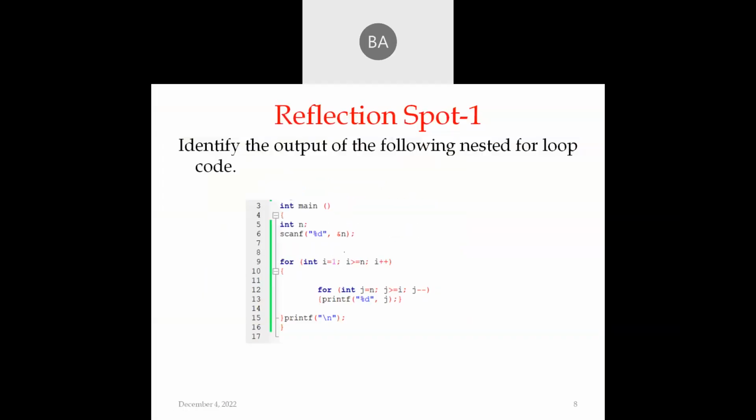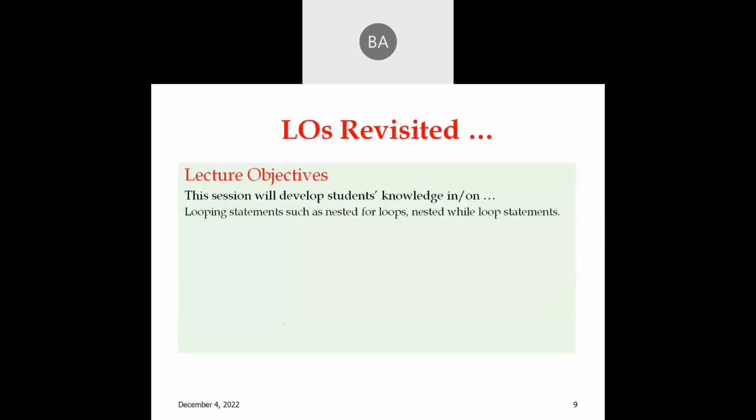So now the reflection spot here is to identify the output of the following nested for loop. So here what we are doing, we are reading the n value and then the outer loop is repeated, i equal to 1 and i greater than or equal to n. So if the n value is 5, is 1 greater than or equal to 5? No, the condition is false, it will not enter into this loop. So once the outer loop condition is false, the control will come out of this statement. So it will come to the printf backslash n, which is the end of this outer loop.